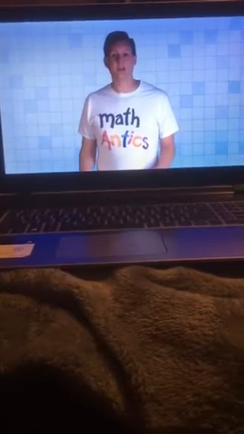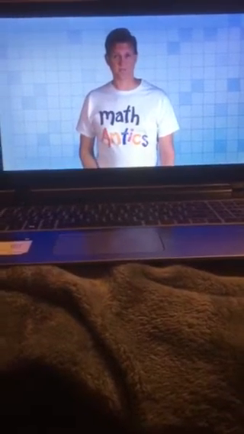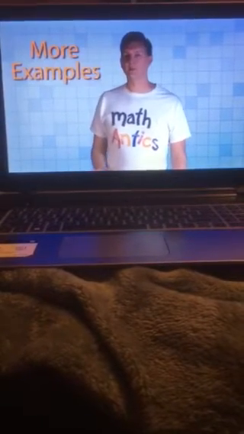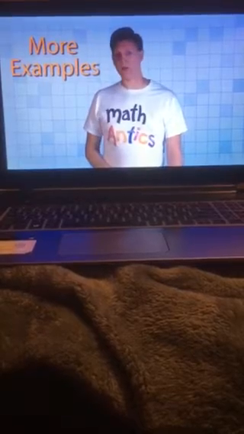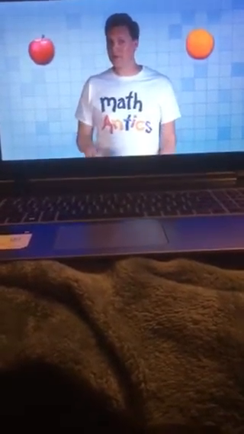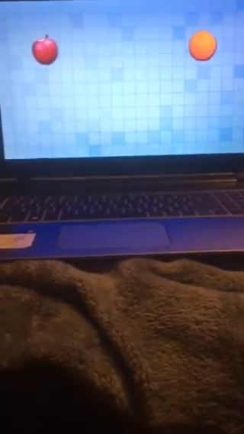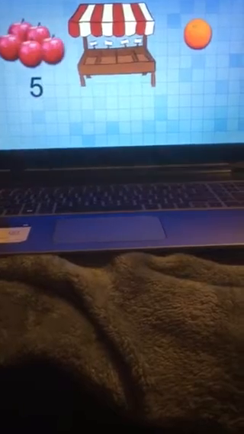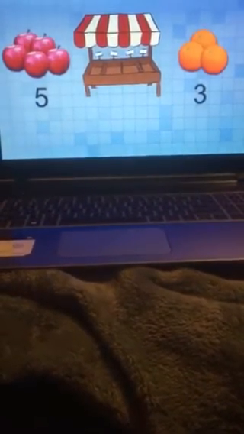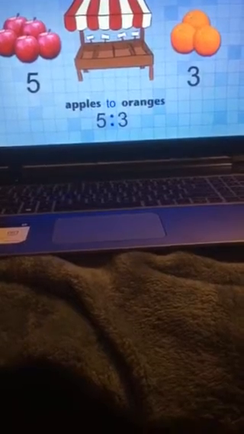Ratios are used all the time to represent all sorts of things in real-world situations. So let's see a few more examples to help you really understand what ratios are. Have you ever wanted to compare apples to oranges, but someone told you you couldn't? Well, you can with a ratio. Now let's say a fruit stand sells 5 apples for every 3 oranges they sell. The ratio of apples to oranges would be 5 to 3.